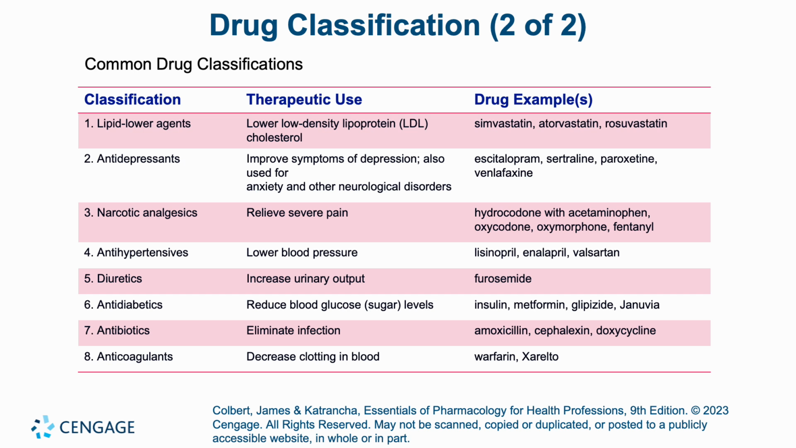Classification number 7, antibiotics. Therapeutic use is to eliminate infection. Specifically with antibiotics, we're talking about bacterial infections. Some drug examples of this: amoxicillin, cephalexin, doxycycline. Classification number 8, anticoagulants. Coagulation is the forming of blood clots, so anticoagulant therapeutic use is to decrease blood clotting. And some drug examples of this are warfarin and Xarelto.